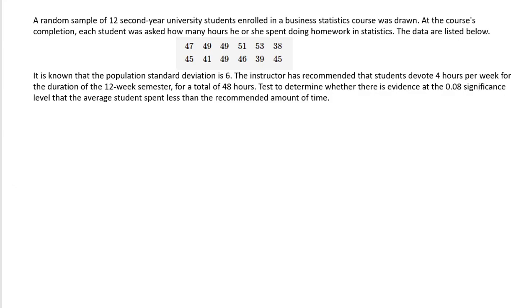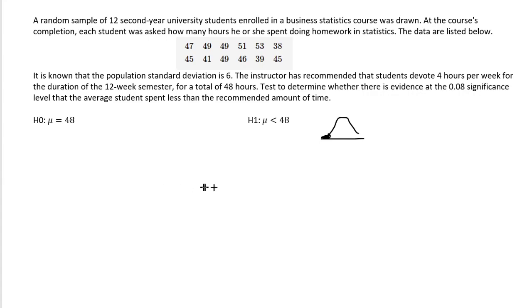All right, so you need to take 4 steps in hypothesis testing. The first step is to identify the null hypothesis and the alternate hypothesis. Because the instructor wants to show that the students are spending less time, this is what it wants to prove: the mean value, the average value of the time spent, is less than 48.